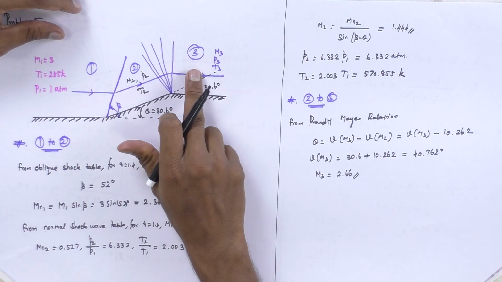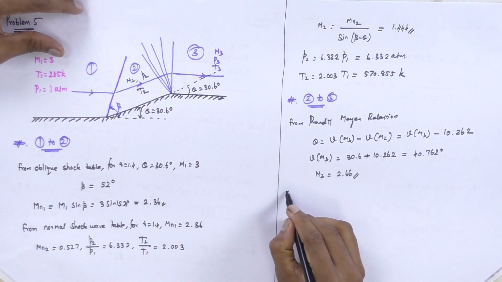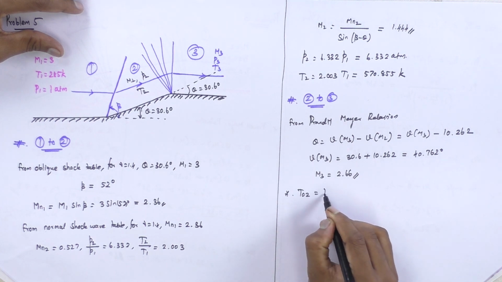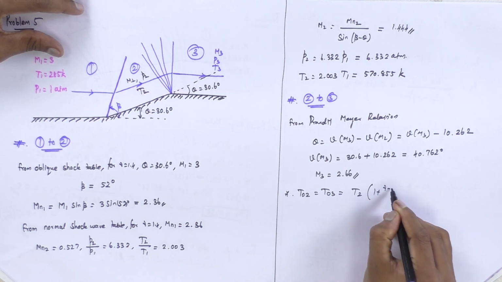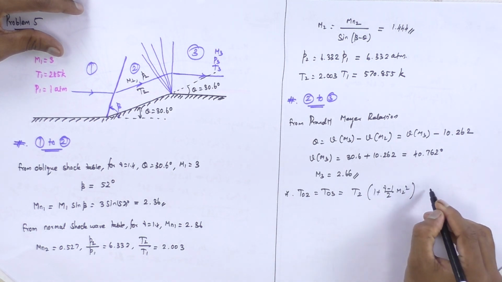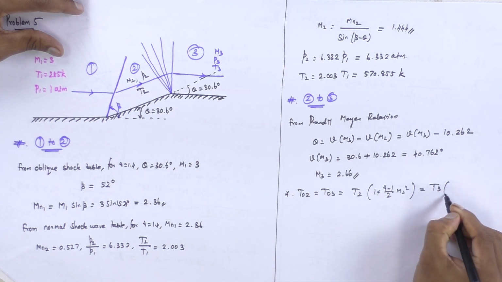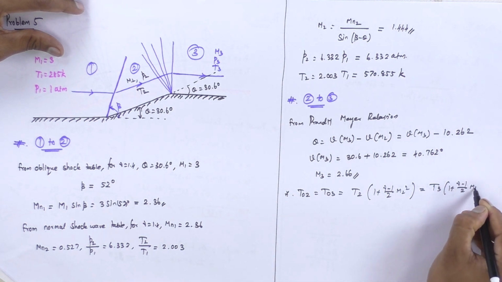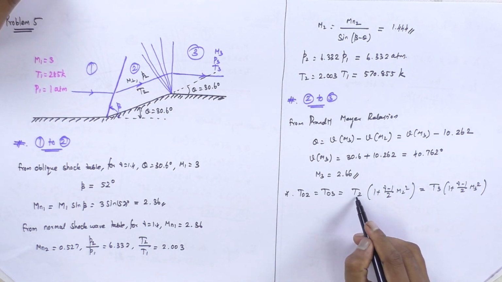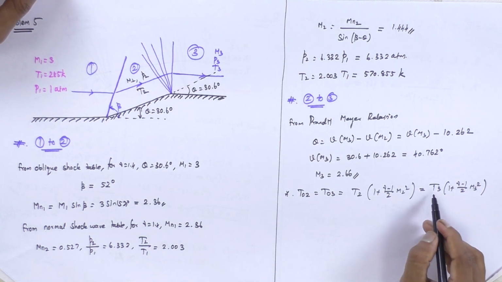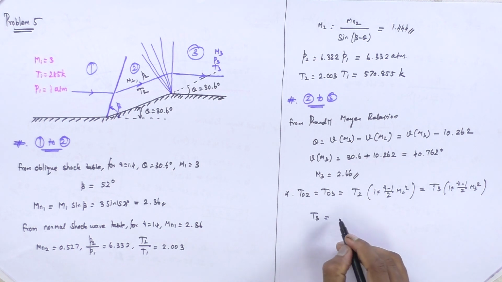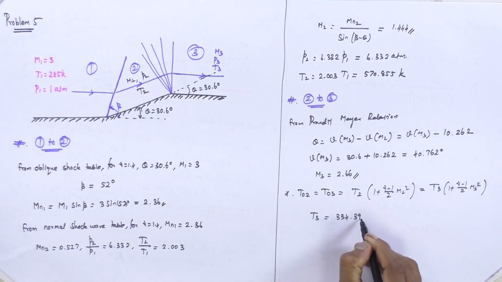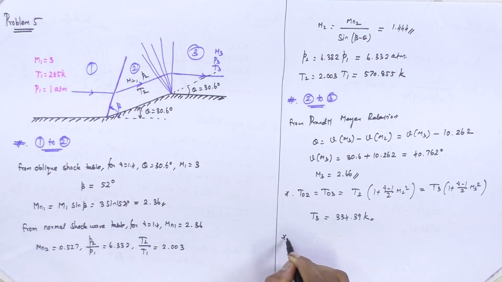Then we know that the stagnation temperature at region 2 will be equal to the stagnation temperature at region 3. So T02 is equal to T03 from the stagnation isentropic relation. This can be written as T2 into 1 plus gamma minus 1 by 2 M2 square, which is also equal to T3 into 1 plus gamma minus 1 by 2 M3 square. Here we know the values of T2, M2 and M3, so we can easily calculate the T3 value. After the calculation, we will get T3 as 334.39 Kelvin.